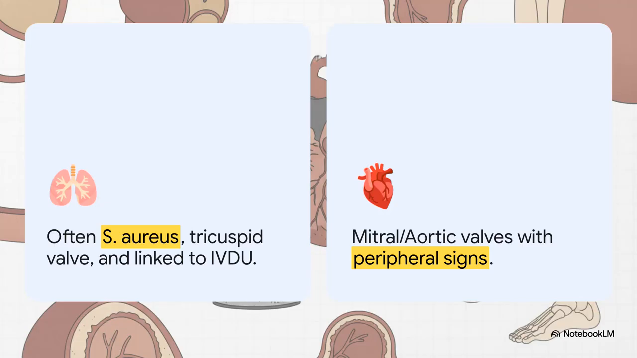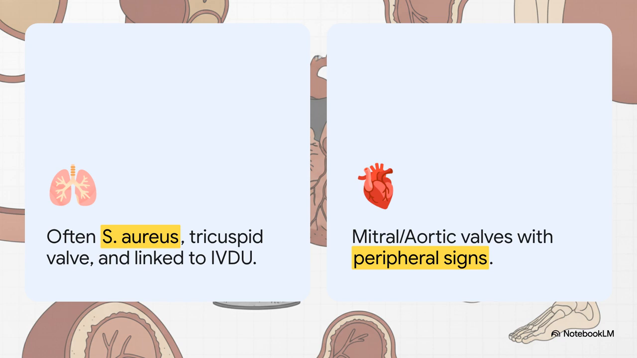Let's contrast right-sided versus left-sided endocarditis, because this really helps build the clinical picture. Right-sided endocarditis almost always involves the tricuspid valve and is tightly linked to IV drug use, usually with Staph aureus as the culprit. But here's the catch. Instead of those classic peripheral signs, these patients usually present with septic pulmonary emboli. You'll see these as nodular opacities on a chest CT.